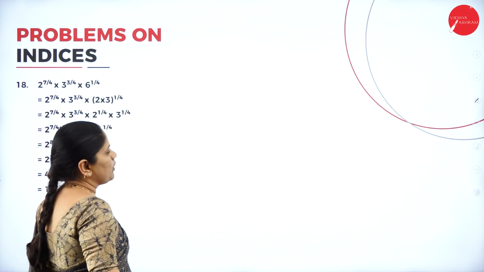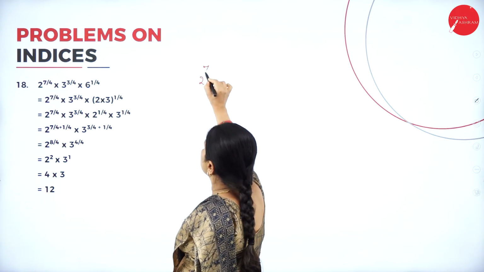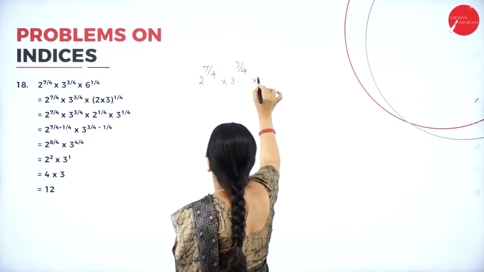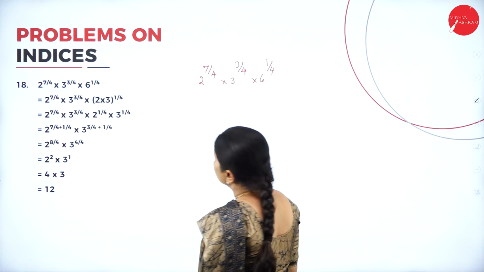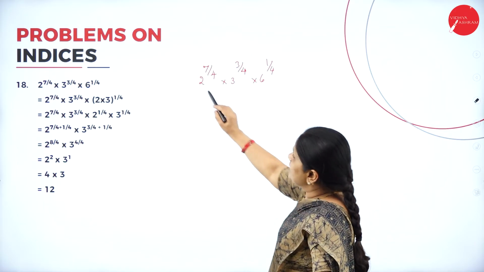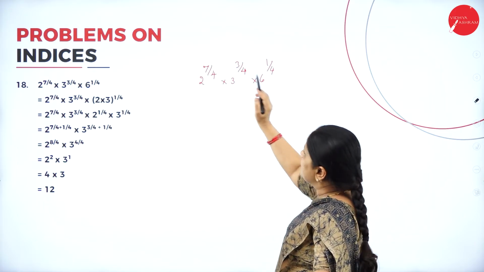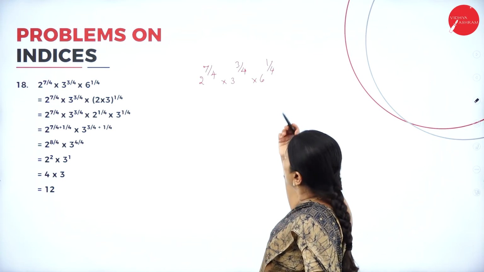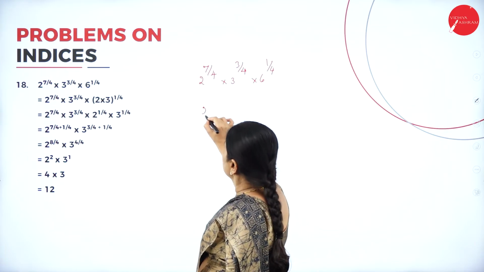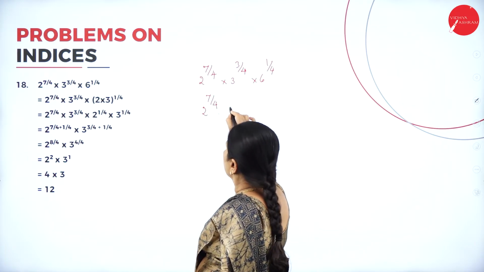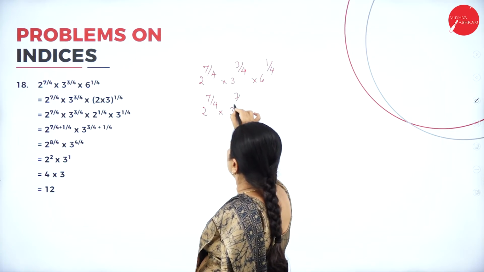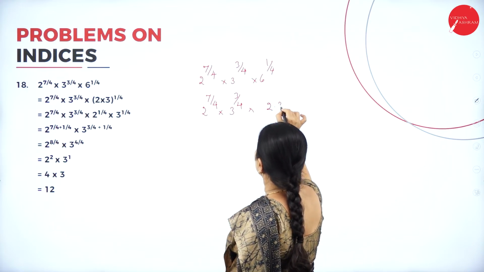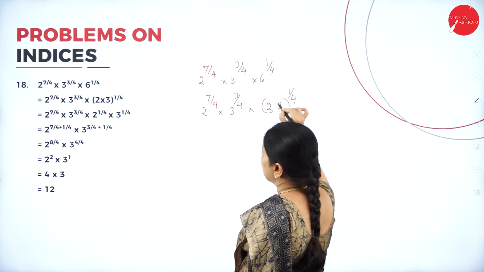Now, the next problem: 2 to the power of 7 by 4 into 3 to the power of 3 by 4 into 6 to the power of 1 by 4. Here, if you can see, the bases are different, the powers are also different. So, when you get such an expression, what should we do? So, 2 to the power of 7 by 4 into 3 to the power of 3 by 4. This 6, I will split it: 2 into 3 to the power of 1 by 4.